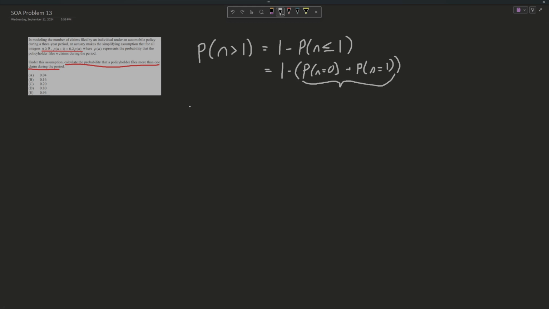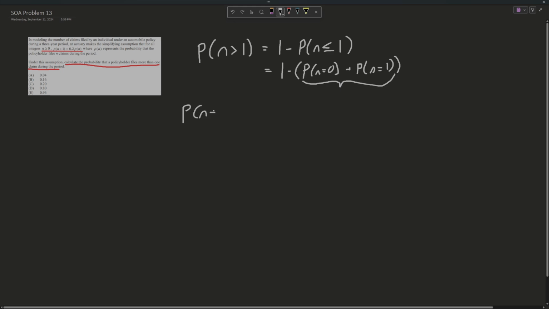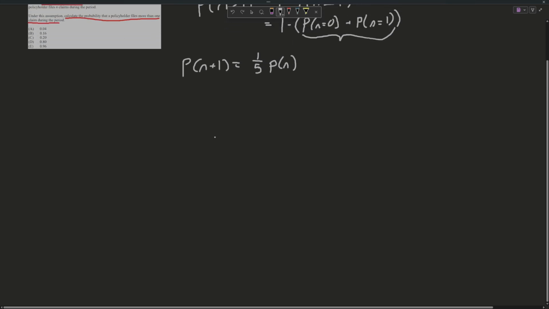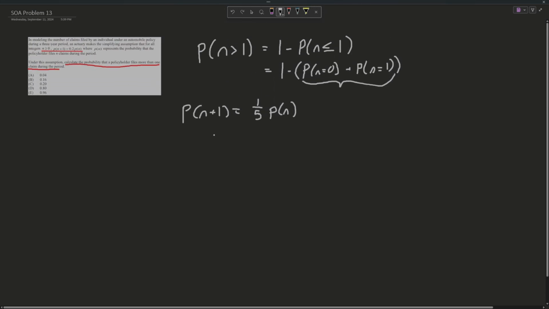Now let's look at our formula really quick. So it states that p of n plus 1 is equal to 0.2 of p of n. I'm going to put this in a fraction, 1/5 p of n. Let's write the first couple of terms to see if we could find some sort of rhythm or something along the lines that could make sense out of this.